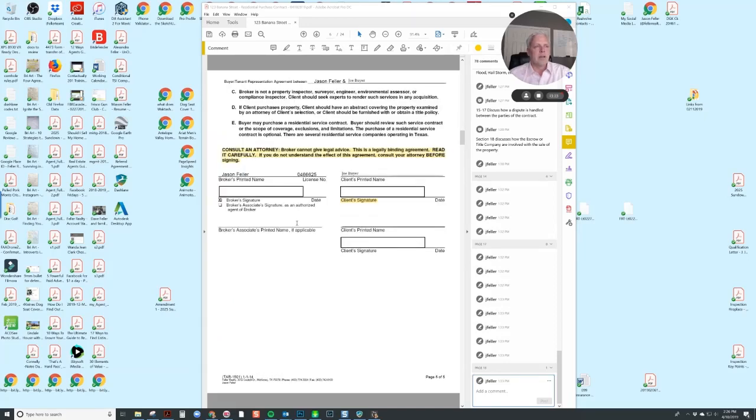And then finally, we come back to the signature page, and that is where the agent and the buyer or buyers would sign off on this form.